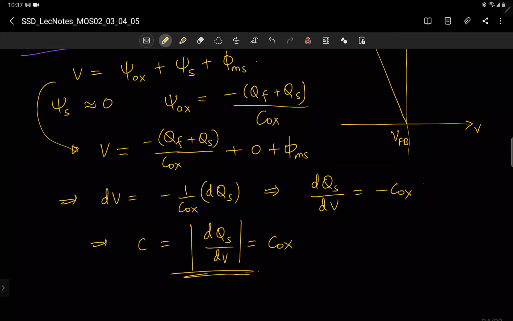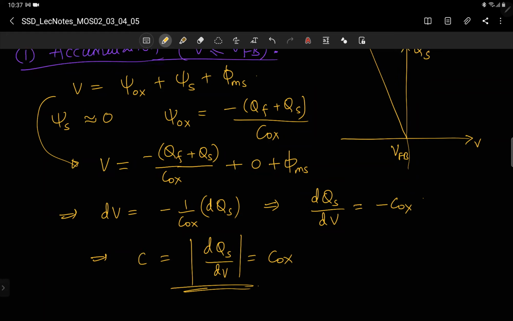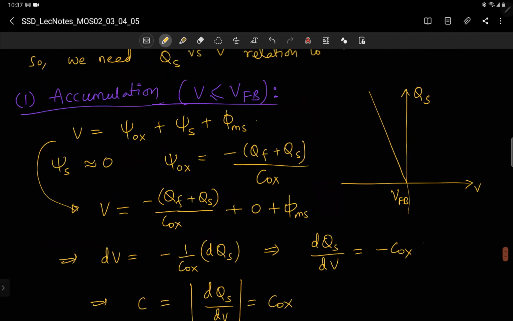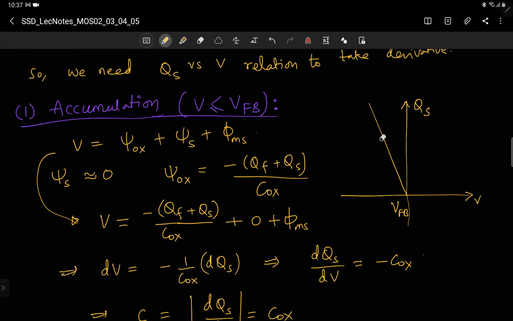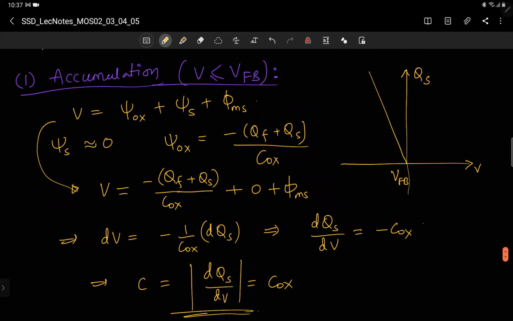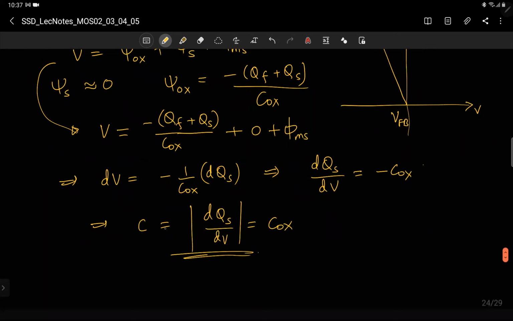The metal semiconductor junction will always be in equilibrium. So now you have dQs by dV is equal to minus Cox. What this minus means is, if you plot QS versus V and increase the voltage, QS is going to become small. That's what this negative sign is, and the slope is Cox. So the capacitance definition is C is equal to the modulus of dQs by dV, and we get Cox.